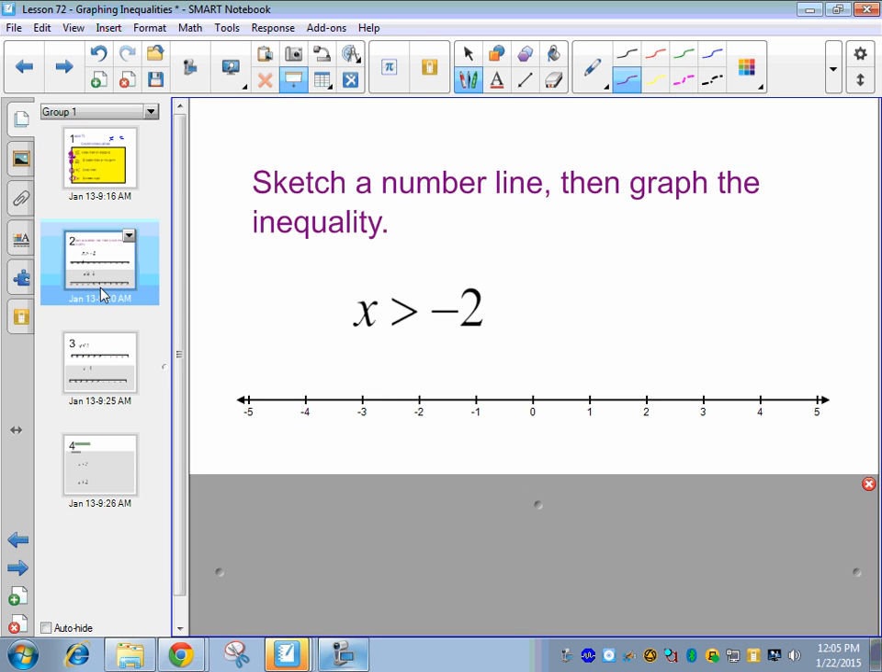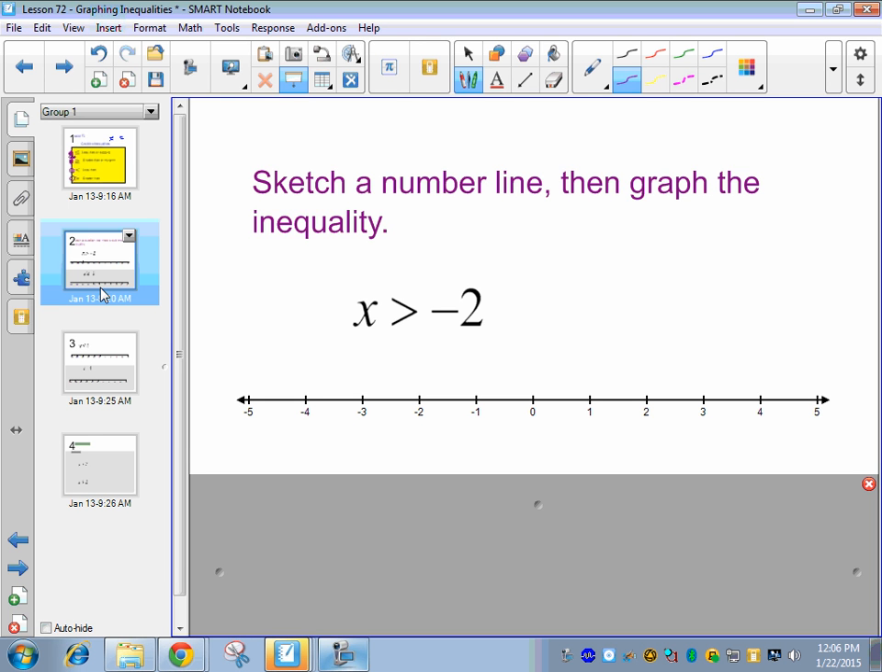Sketch a number line, then graph the inequality. So write this down and draw a number line. And who can read to me what that actually says? Jayla. That's the negative 2 greater than x. You just read from right to left? That's weird. Monica? There you go.